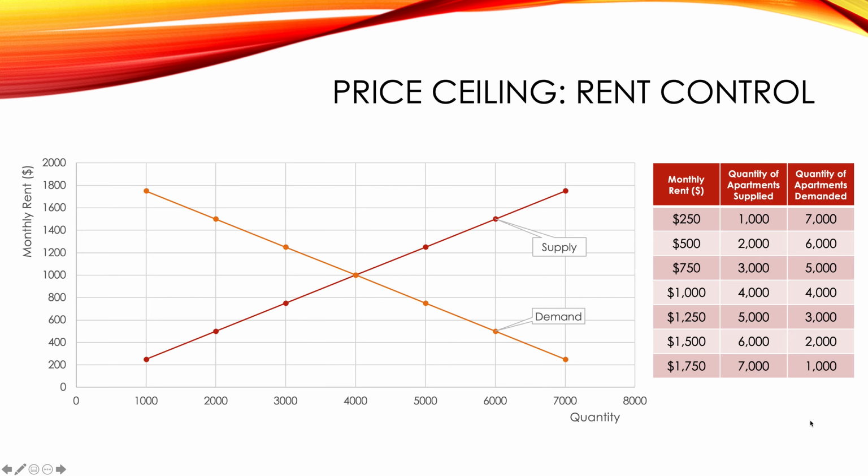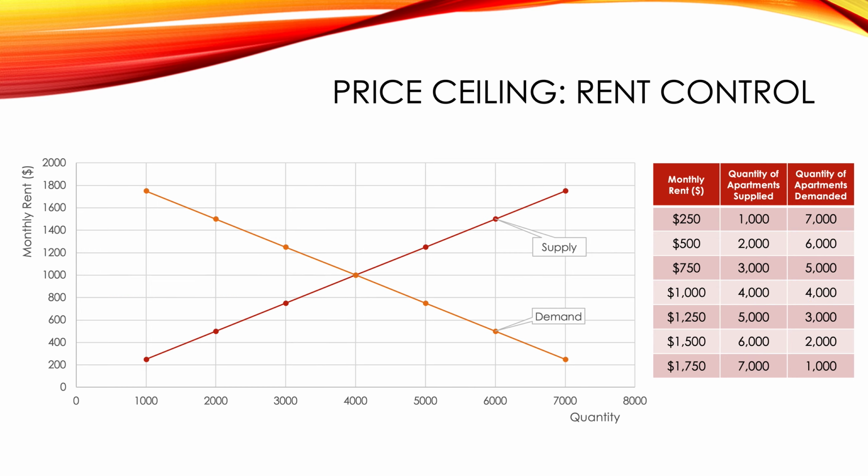And let's take a look. Imagine, if you will, that our market equilibrium price is $1,000 a month, right? So X marks the spot where supply and demand cross. That's where we derive our market equilibrium price, which in this case is a market equilibrium monthly rent. $1,000 a month, and at that price, 4,000 apartments will be supplied and 4,000 apartments will be demanded. There is neither a surplus of apartments nor is there a shortage of apartments. So the market is in a happy equilibrium here.